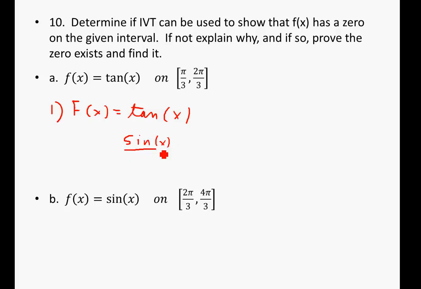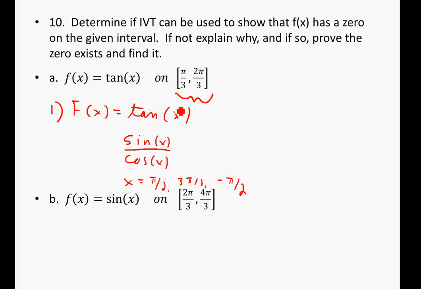Well, tangent, if you don't remember, this is how you should think about this. Tangent is the same thing as sine over cosine, which is a fraction, and the fraction will be undefined when cosine equals 0. Cosine is 0 at pi over 2, 3 pi over 2, negative pi over 2, a bunch of places. We just want to make sure that none of these numbers are on this interval.